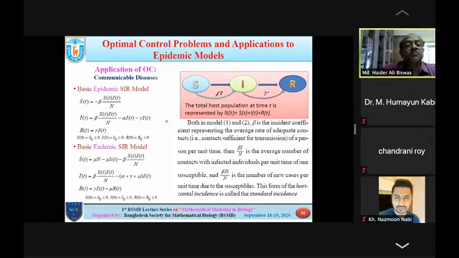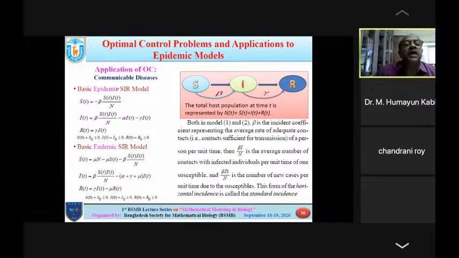So there are two types of model, epidemic and endemic. The SIR type is the very initial stage model, mainly SI, and then SIR. If it is epidemic, we don't consider any demography here, that is, no birth rate and death rate is considered. But when it is endemic, then in that case birth rate and death rate are considered. So for the epidemic and endemic model, this is the basic structure of this type of model.